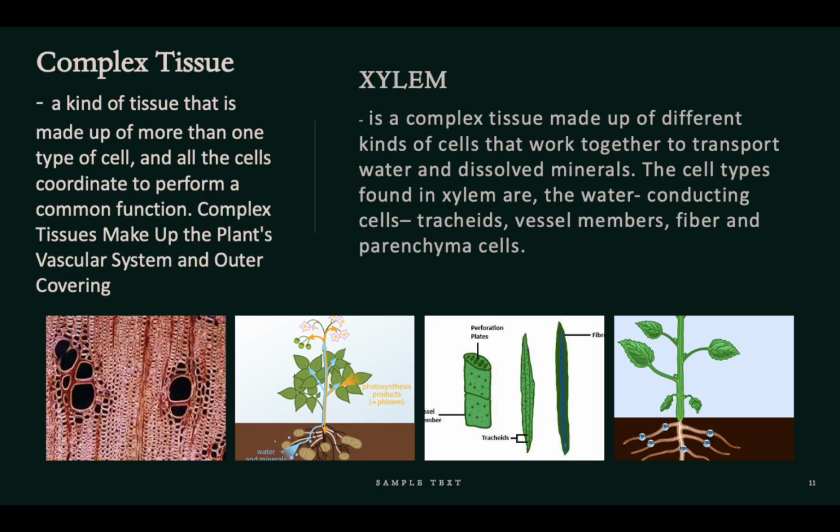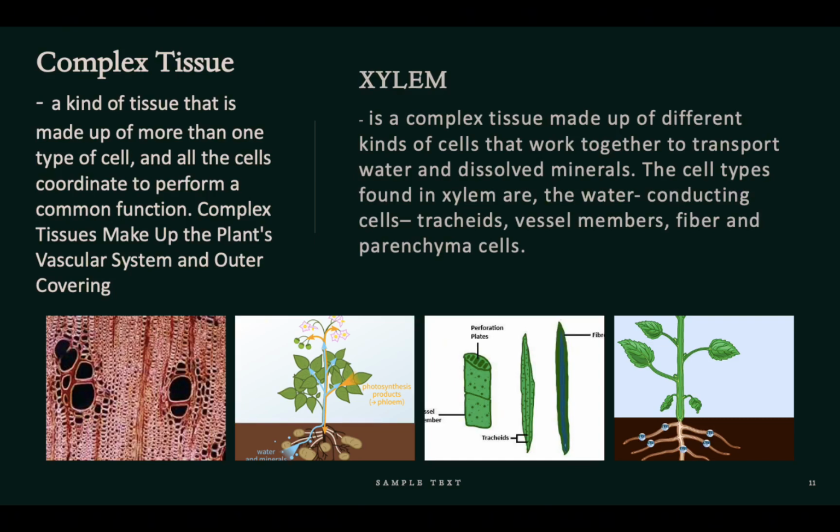Let us now proceed to complex tissue. A complex tissue is a kind of tissue that is made up of more than one type of cell, and all the cells coordinate to perform a common function. Complex tissues make up the plant's vascular system and outer covering, which means complex tissue is made up of the vascular system and the dermal system.